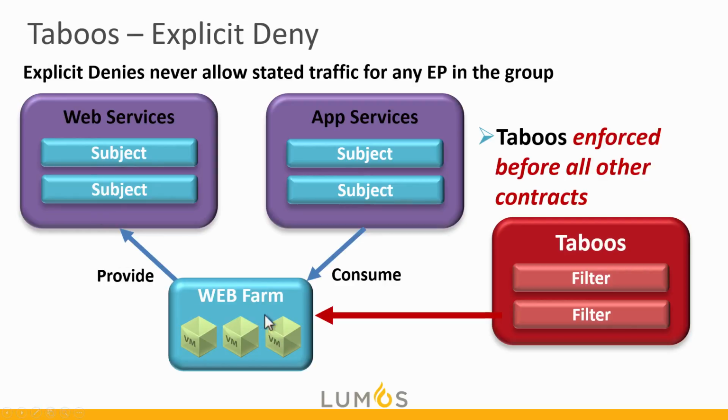But I also have a taboo contract attached to this web EPG. So this is actually going to be enforced before all other contracts. What you might think of is that traditional contracts and their filters are permit statements in an ACL, and then the taboo contract filters are the deny ACEs, or access control entries, within the ACL. So they're automatically positioned at the very top of the ACL.